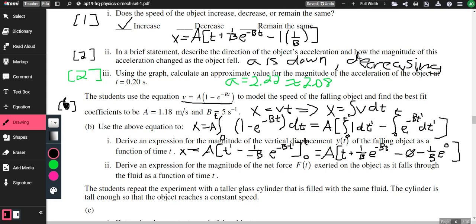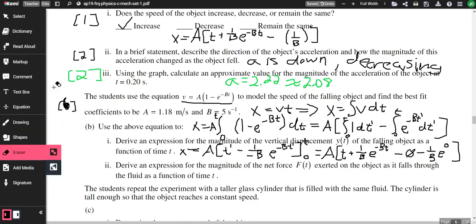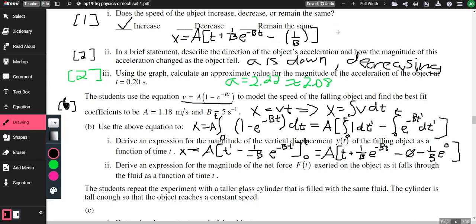From here, what I can do is just plug in the numbers. Actually, I'm going to get rid of this one since I don't need it. So this just becomes 1.18 times t plus 1 over 5 e to the negative 5t minus 1 over 5. There's a few things you could do to try to clean this up, but you can end it there. This was a 3-point question.